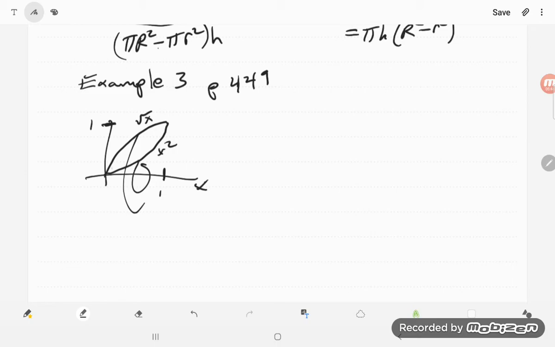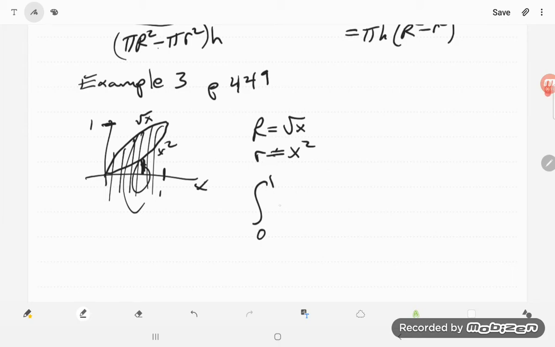And so I'll slice it up. They say rotate around the x, so I slice it up that way. And any given slice, the big R is the square root of x, and the little r in here is x squared. And so I just want to take the difference of those, and so I'll go from 0 to 1.